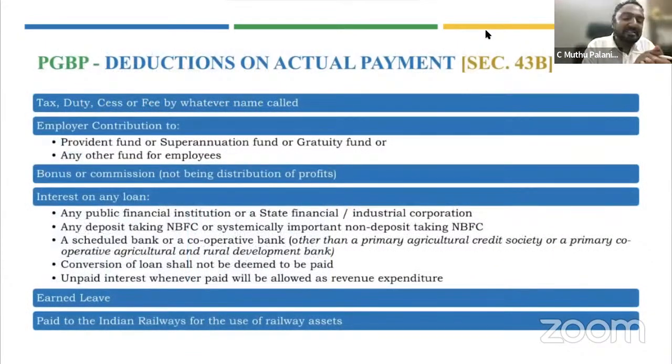So the next section that we'll see is section 43B. It says whatever system of accounting you follow, certain expenditure will be allowed only on payment basis. So what are the things? Tax, duty, cess, all of these are allowed only on payment basis. Employer contribution to provident fund. Please remember, it is the employer contribution. When should the employee contribution be made? Within the due date specified in the relevant act. But what about employer contribution? It can be paid till the due date of filing, so whatever is paid till the due date of filing will automatically be allowed as an expenditure.